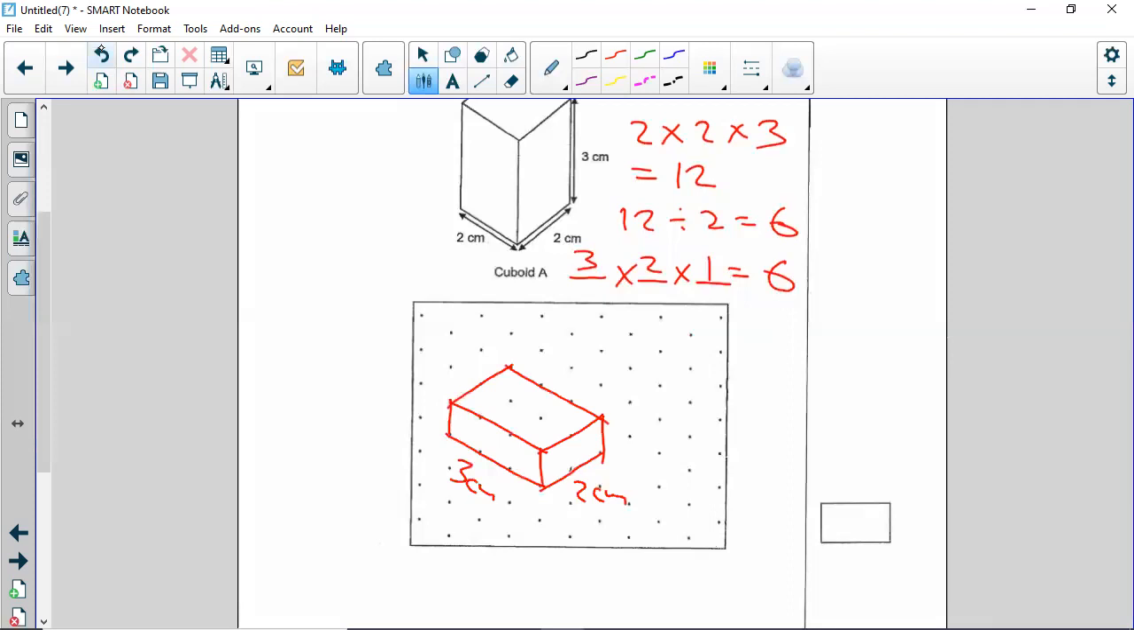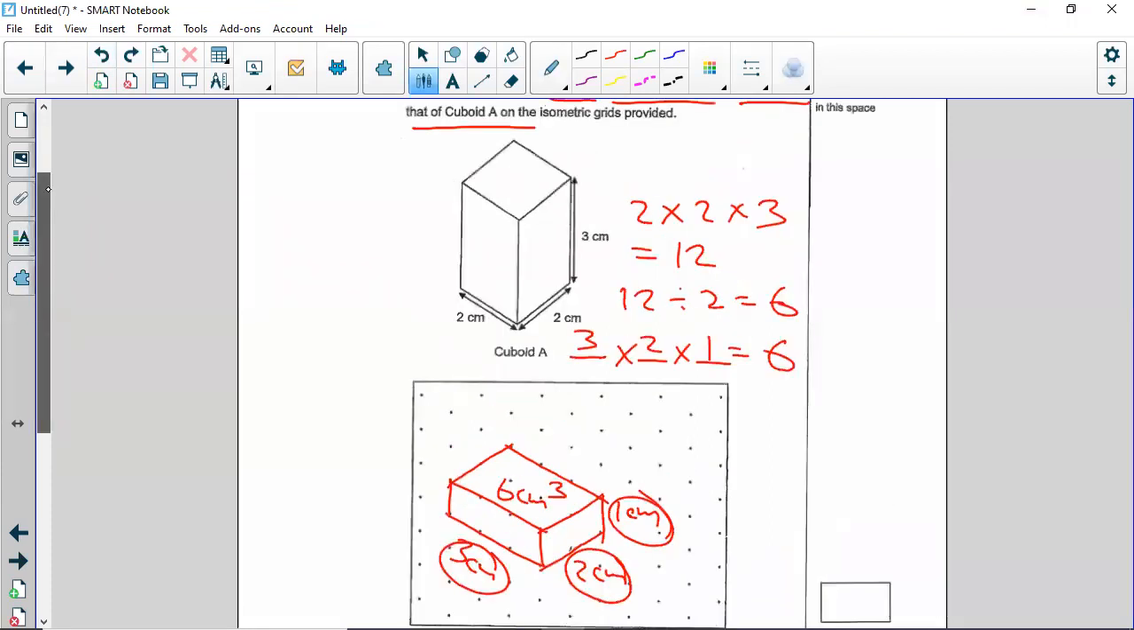How do you know whether this cuboid is half the volume? You take 3 times 2, 6, 6 times 1, and the volume is 6 cm cube. And what's the volume of cuboid A? That will be 12, right? Because 2 times 2, 4, 4 times 3 is 12 cm cube. Isn't that half the volume?